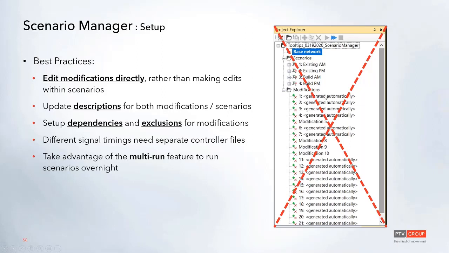So for example, like this first one, maybe it just added in the new roadway, and maybe you wanted to put that in all of your scenarios, but when this gets generated automatically, it's very difficult to tell what each of these actually are.